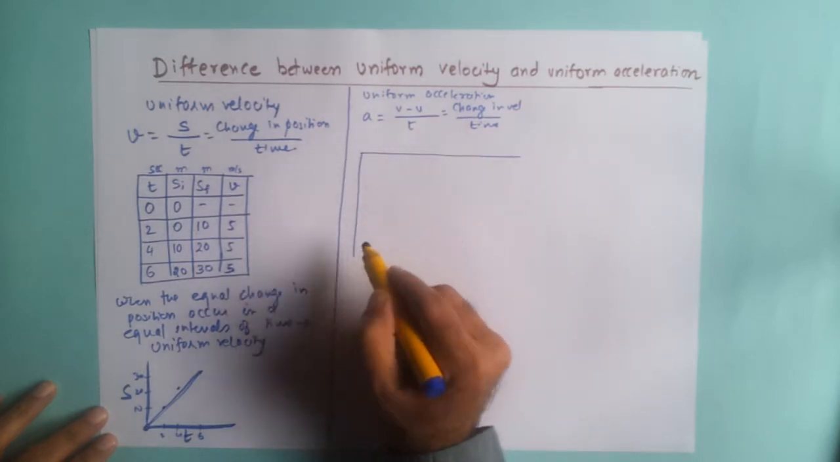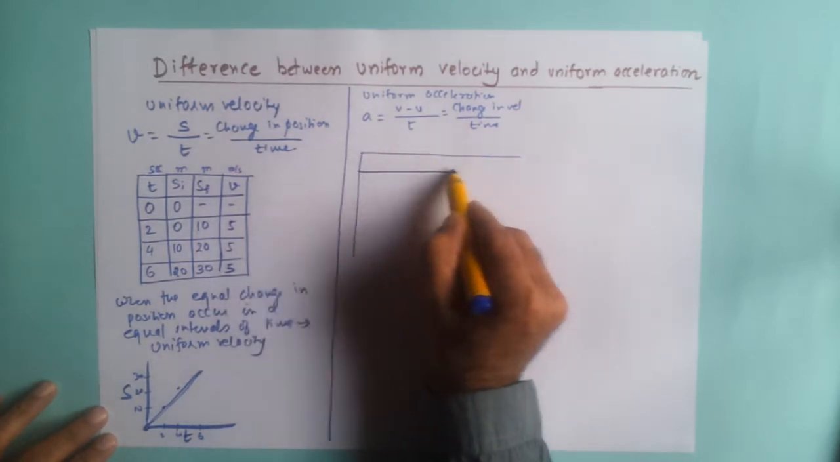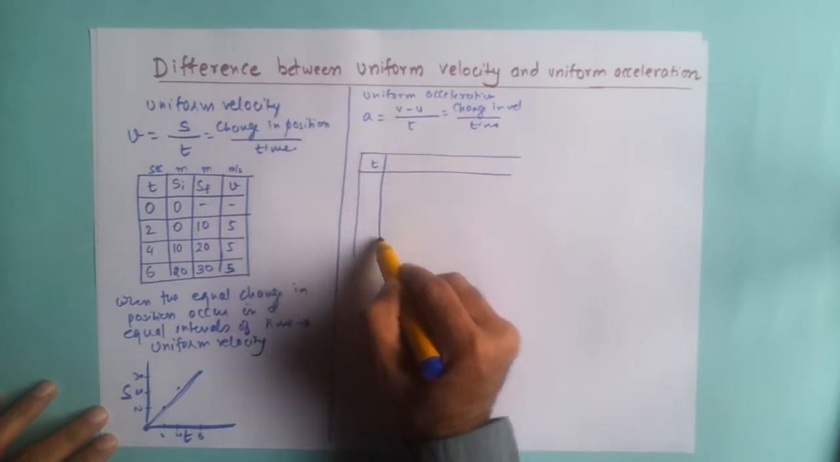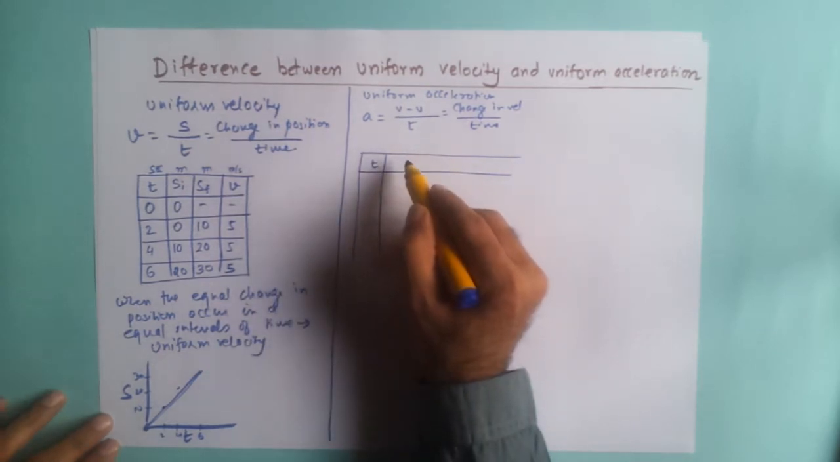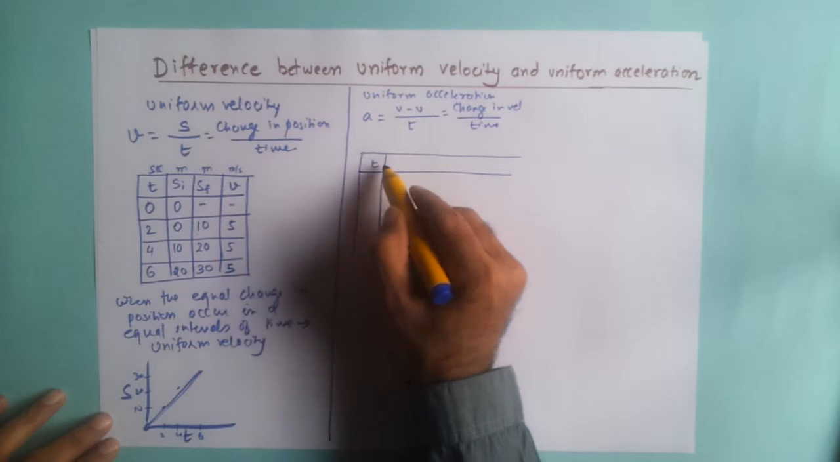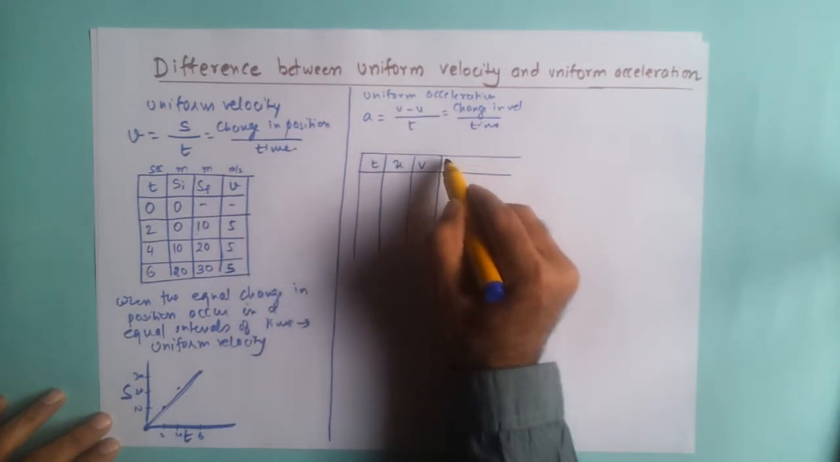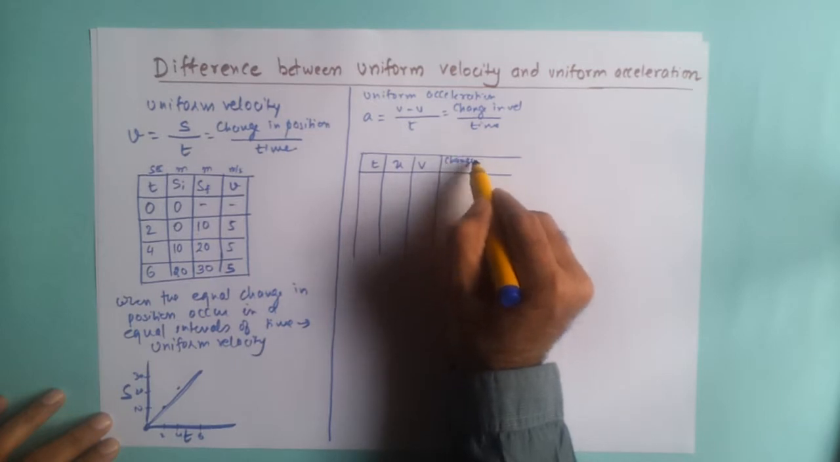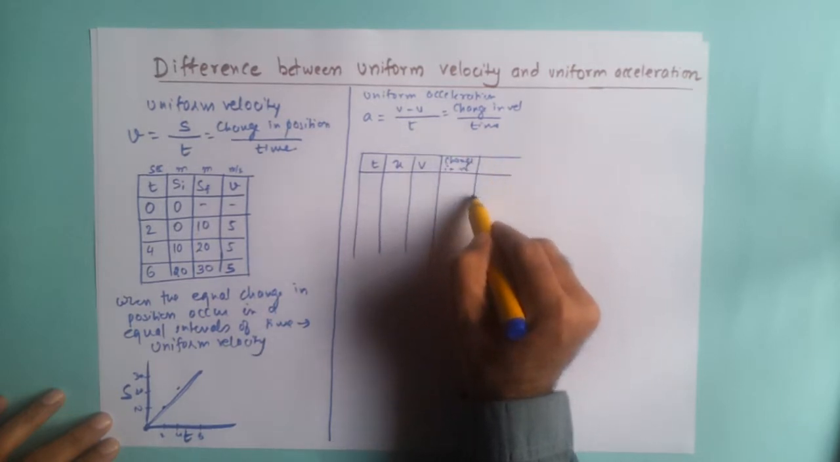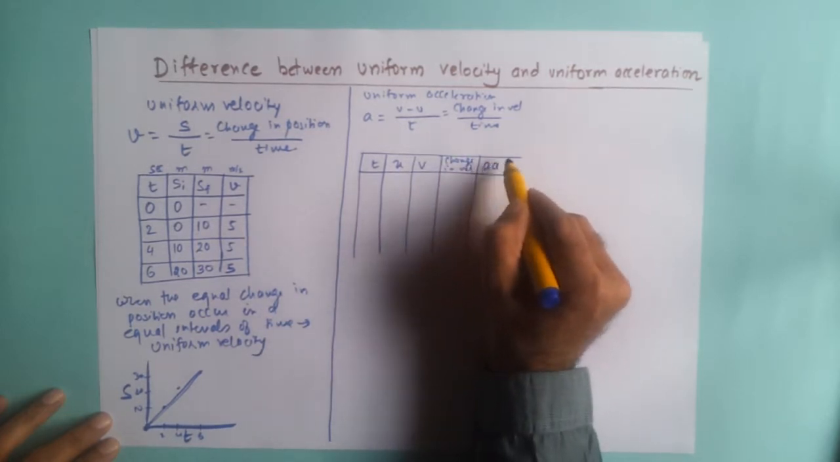Let us say we have an object, and again we are making a table for this. Let us say we have time over here, and let us say initial velocity, final velocity. Let us say this is change in velocity and let us say this is acceleration.